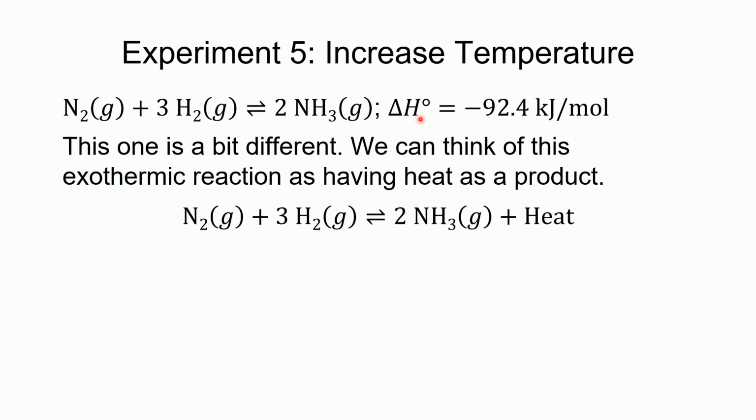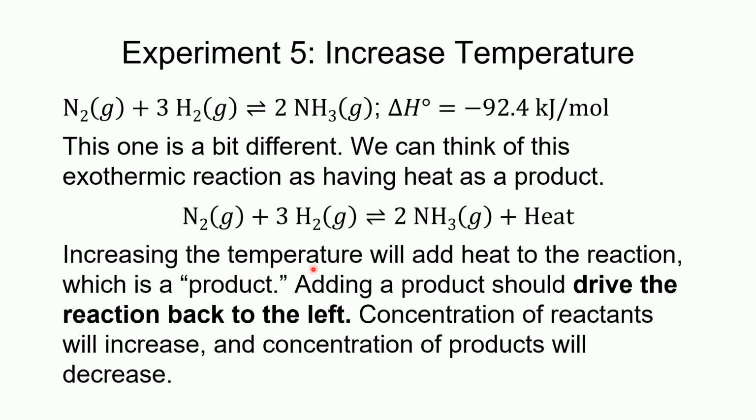So if heat is a product and we increase the temperature, that means that we are adding heat to this reaction. Well, by adding heat, we are adding a "product." Now, you'll notice I put it in quotes because, again, heat is not literally a product, but we can think of it that way for purposes of Le Chatelier's principle. So by adding heat, we would shift the reaction back to the left. We would drive that reaction back to the left. The concentration of the reactants will increase, and the concentration of the products will decrease.